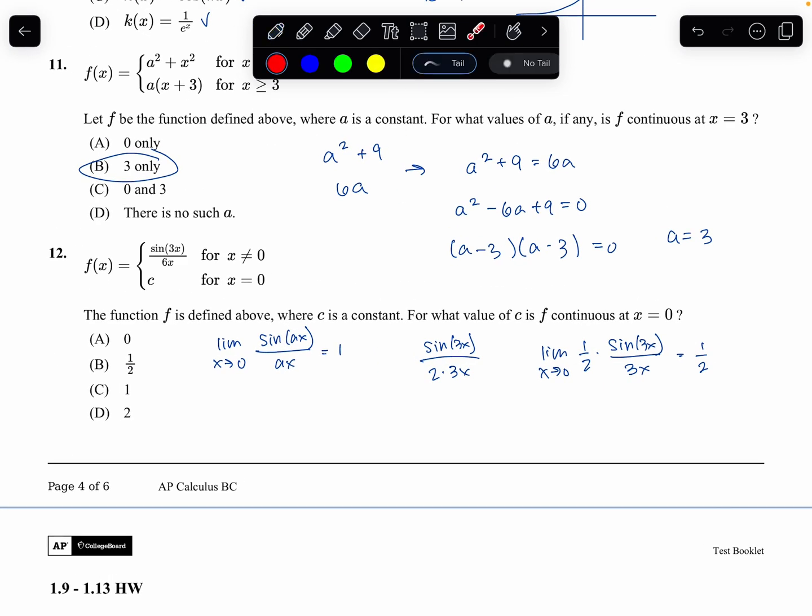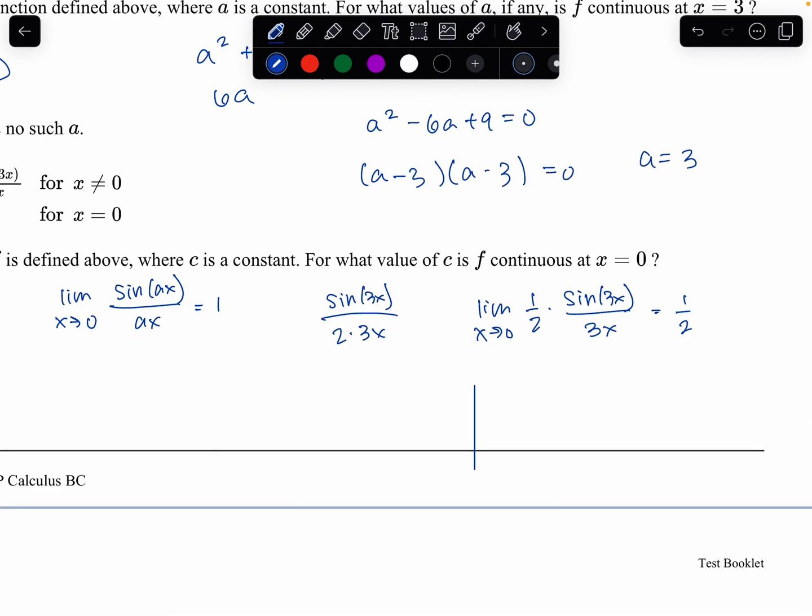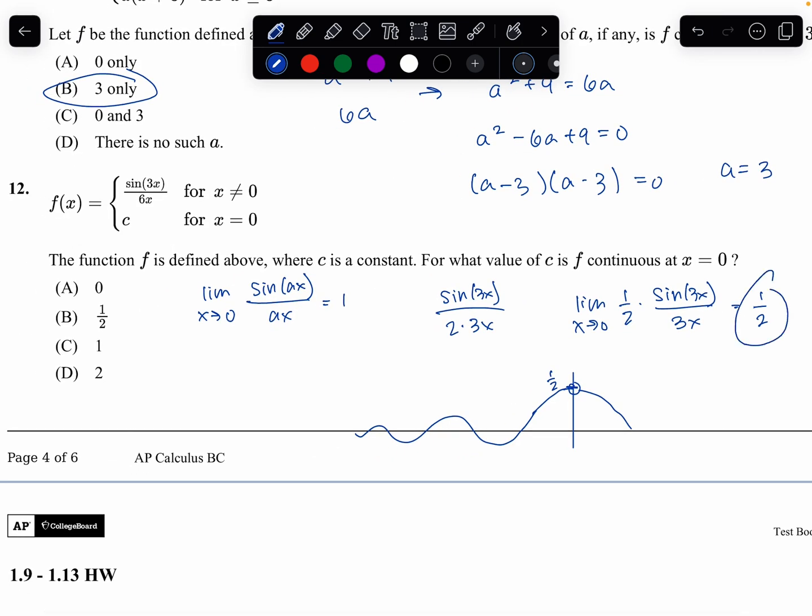So I know that this expression right here is not defined at x equals 0 because of this right here, but the limit is equal to 1/2. Therefore, there's a hole there. This function, we've graphed it before. I've shown you the graph of a function like this. It kind of looks like a wave, but they get larger, and as we approach 0, it's going to approach 1/2. Okay, but there's a hole there, and it does the same thing on this side. So we have to fill in that hole with this value right here, 1/2. So it's going to have to be B.